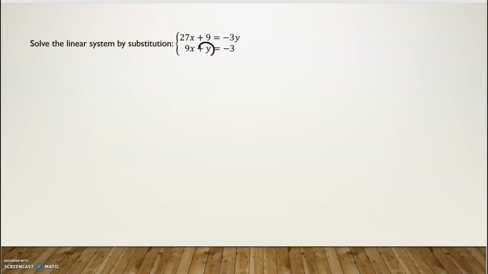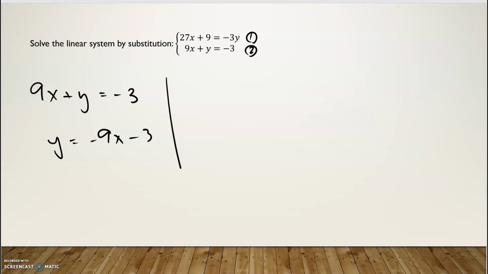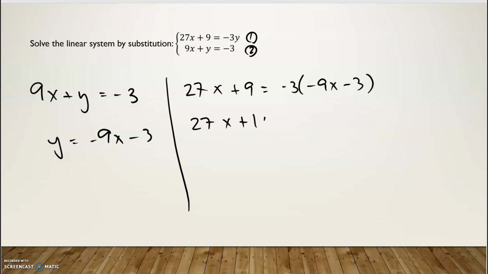So let's look at this one. Here I have a coefficient of 1, so I'm going to solve for equation 2 and plug it into equation 1. Okay, so this will be y is equal to negative 9x minus 3, so 27x plus 9 is equal to negative 3 times negative 9x minus 3. So that is going to be 27x plus 9. Okay, I'm going to subtract off the 27x.